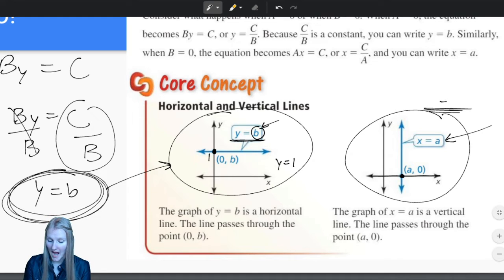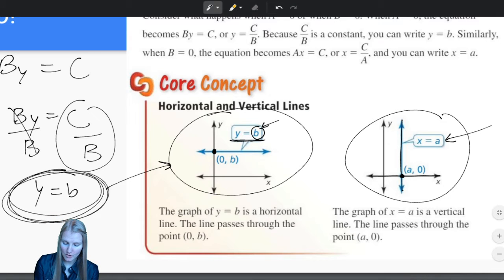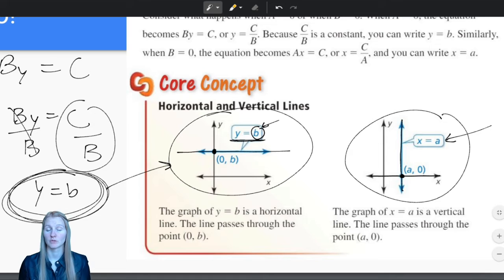Okay. And if we are crossing the x-axis, then our line will be vertical. If we are crossing the y-axis, our line will be horizontal. So that's an easy way for me to remember what's horizontal and what's vertical. Oh, I'm crossing the x-axis, so I'm going to be vertical.